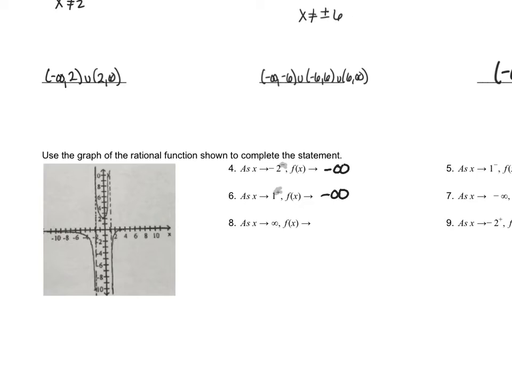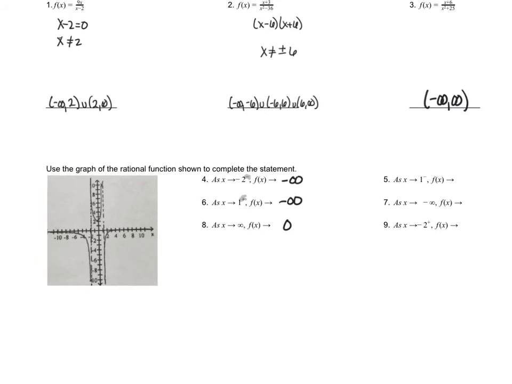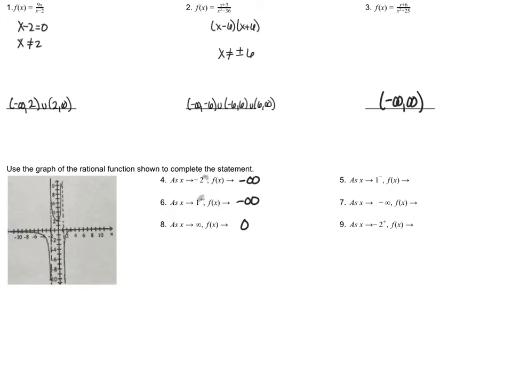And then as x approaches infinity, y approaches 0. As we approach 1 from the left, here's 1, here's the left, so that would be positive infinity. As x approaches negative infinity, y is approaching 0, and negative 2 from the right is positive infinity.